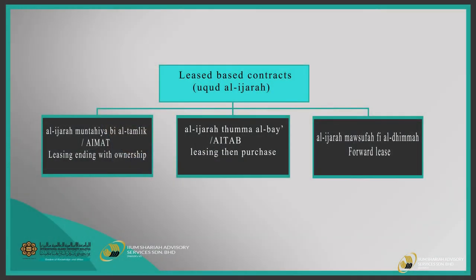Lease-based contracts, uqud al-ijarah, consist of leasing ending with ownership, al-ijarah muntahiyah bitamlik, which is also known as AIMAT. Lease then purchase, al-ijarah thumma al-bai', that is also known as AITAB. And forward lease, al-ijarah mausufah fi zimmah. In Islamic banking, they are used for asset acquisition and project financing.